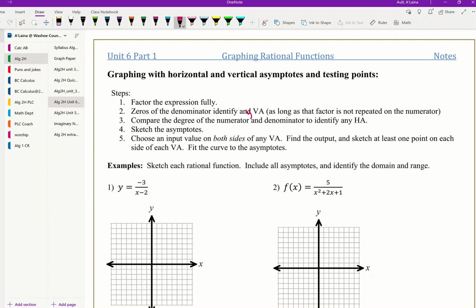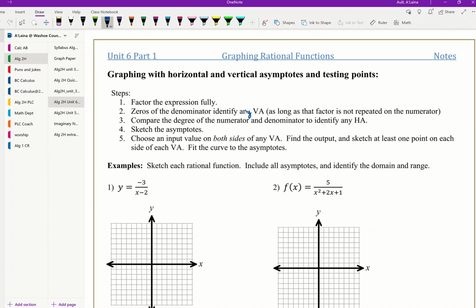I should say any. Sorry, I'll fix this on your copy before we make copies. We'll compare the degree of the numerator and denominator to find our horizontal asymptotes, if there are any. We'll start by sketching those.